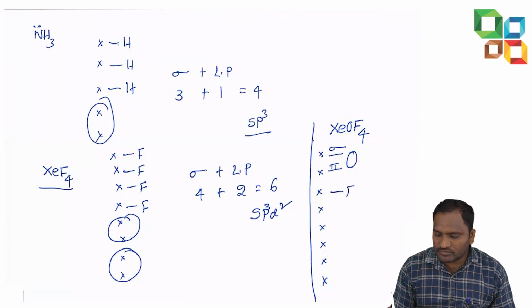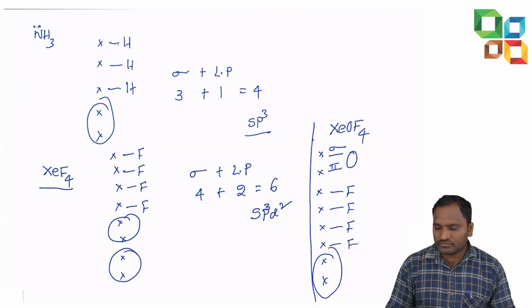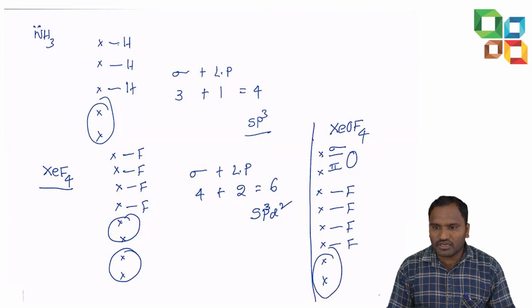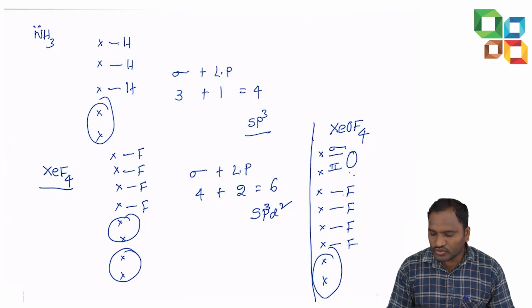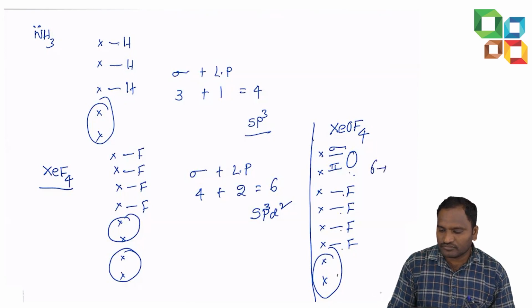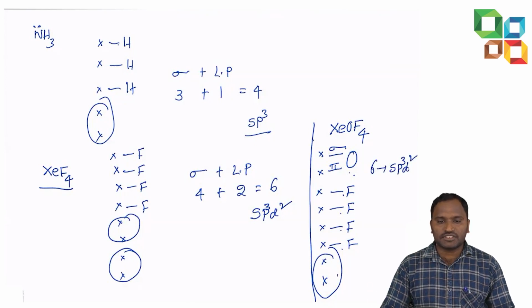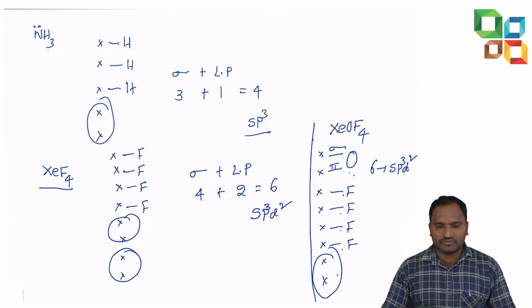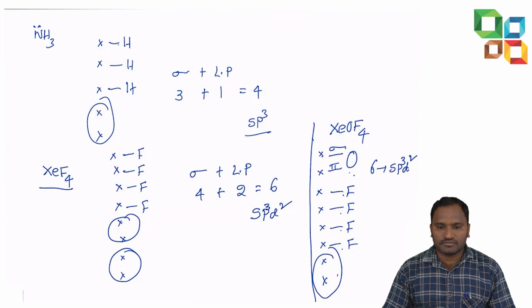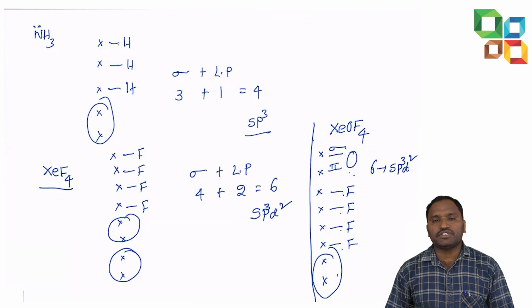Now, Xe, 4 fluorines are there, no? One lone pair. So the pi bonds are not involved in hybridization, I told you. So here 1, 2, 3, 4, 5, 6. sp3d2 only.